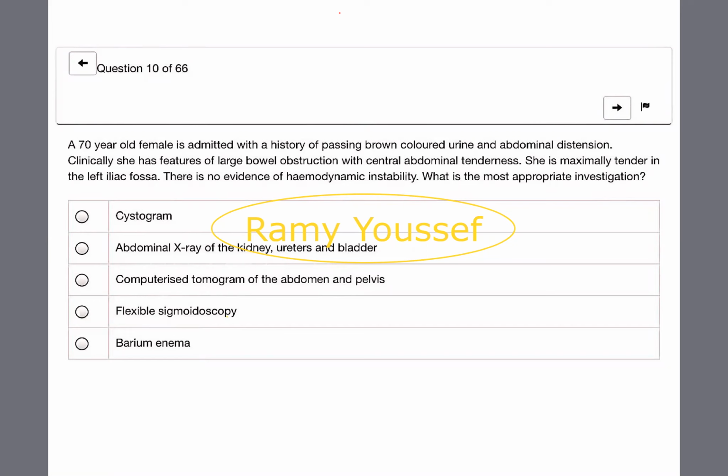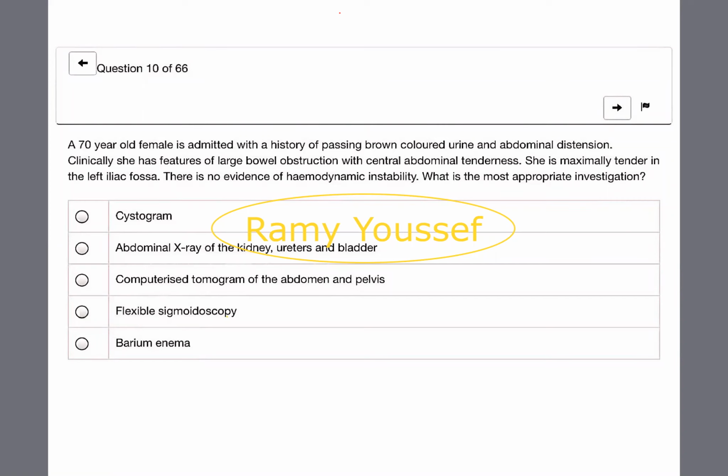Okay, brown-colored urine, abdominal distension. First of all, she's obstructed. She's obstructed. What do you think about? Let's talk about what is the passing of brown-colored urine. Stool. Either between fistula or infection. Fistula. So it may be stool. This is maybe a fistula with stool.